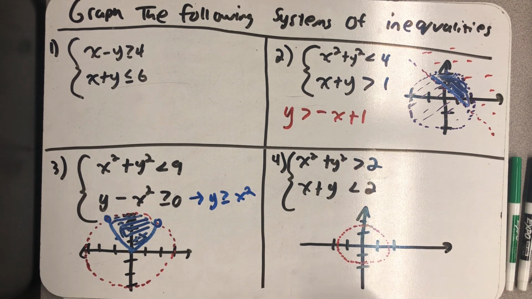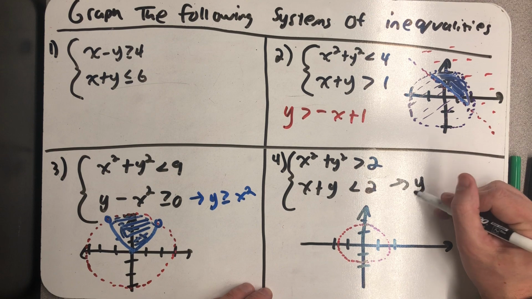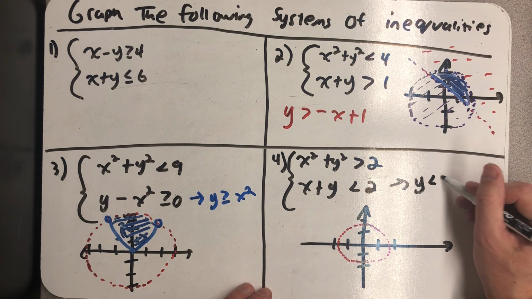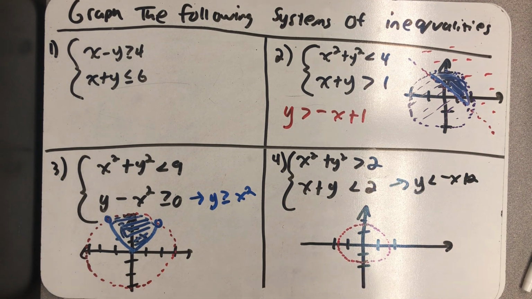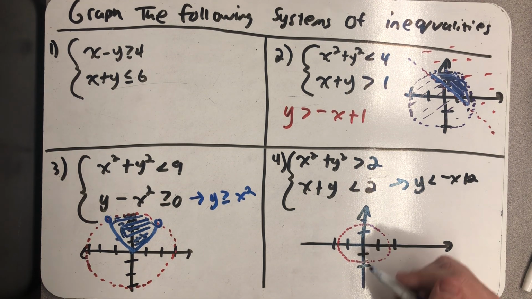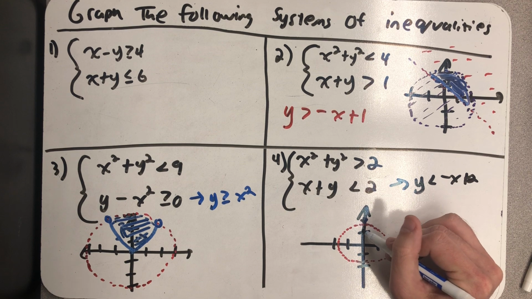And I have a line. X plus y is less than 2, which is also the line y is less than minus x plus 2, taking x away from both sides. That line has a y-intercept at 2 and a slope of minus 1.